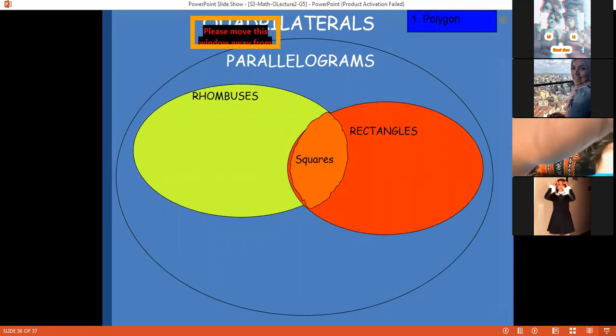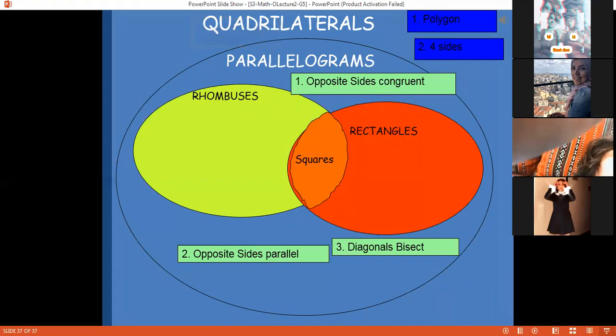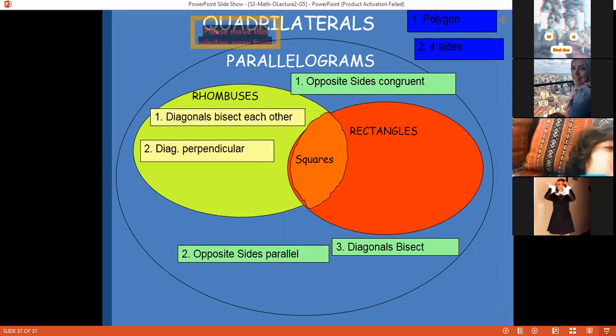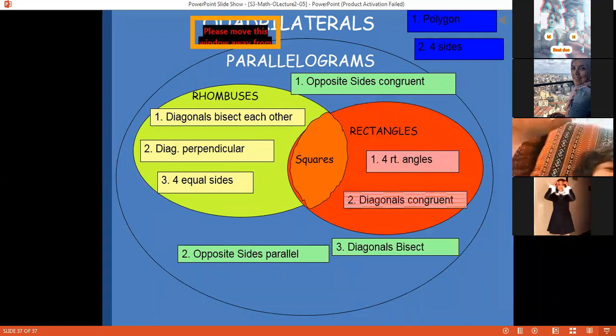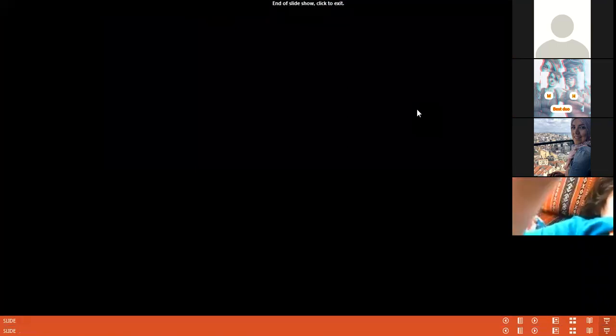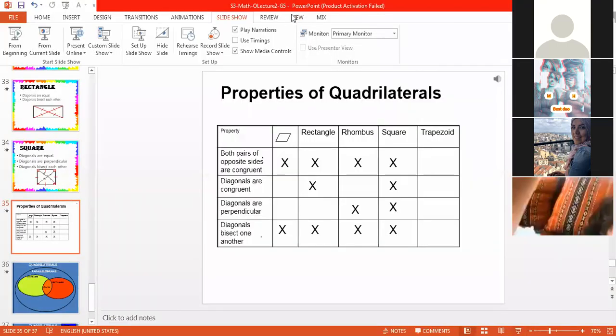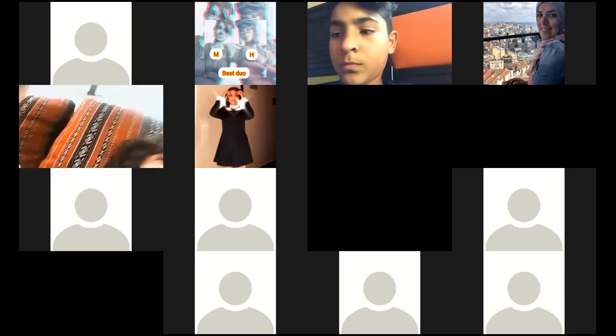So first of all, the quadrilateral is a polygon. It has 4 sides. In the parallelogram, we have only opposite sides congruent and parallel, and the diagonals bisect each other. In the rhombus, the diagonals bisect each other and are perpendicular. In the rectangle, we have 4 right angles and the diagonals are equal. So you have to study this very well.